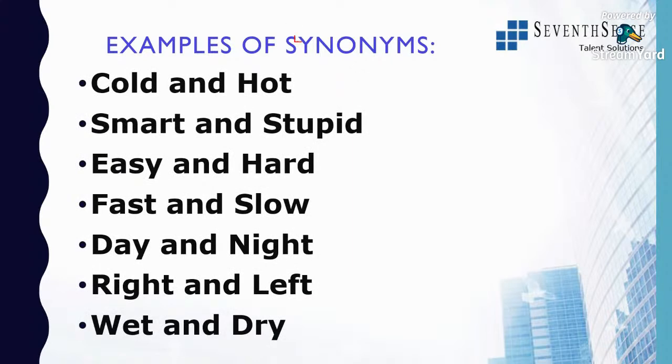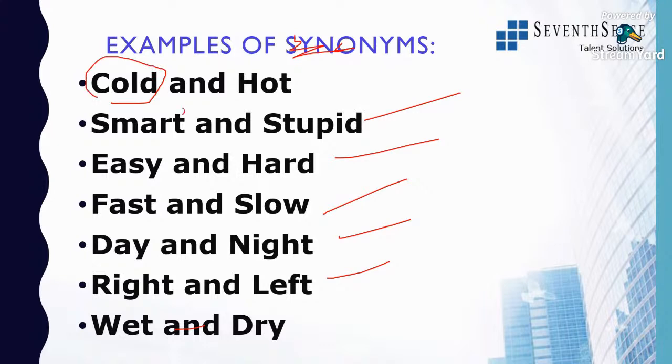Examples of antonyms: cold and hot, smart and stupid, easy and hard, fast and slow, day and night, right and left, wet and dry. These are some of the word pairs. The opposite of cold is hot. The opposite of smart is stupid. The opposite of easy is hard. These are words which are opposite in meaning, right?